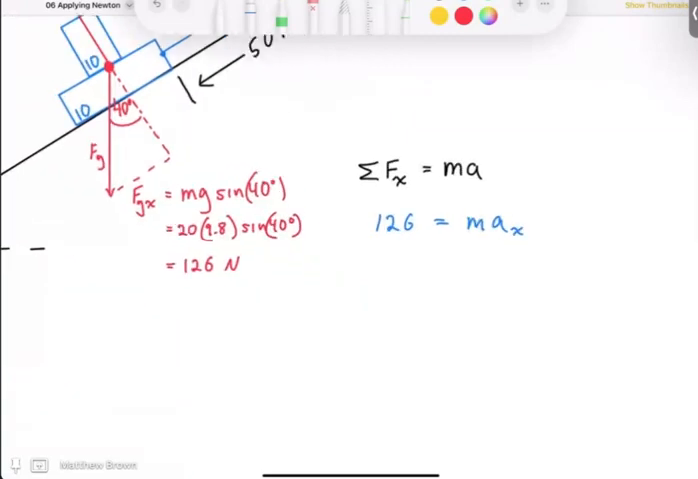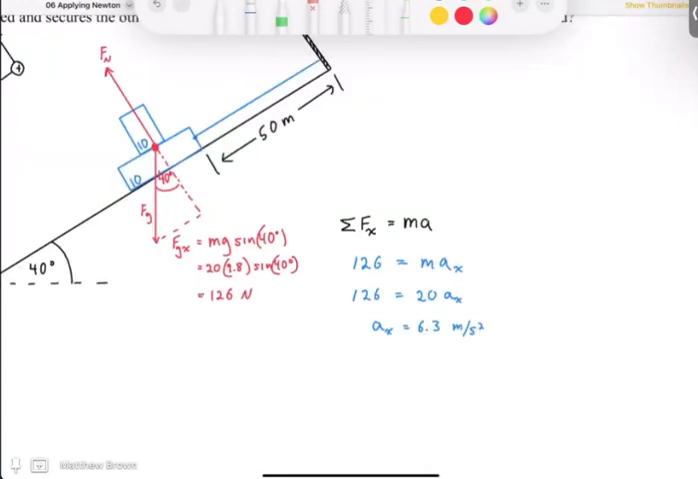And this thing has a total mass of 20. So that means 126 equals 20 a in the x direction. Dividing that out, I get a in the x direction equals 6.3 meters per second squared. So that is how fast this whole thing, with the sled and the cat in the box, slides down the hill. So I need to know what is the velocity at the end of this 50 meters.